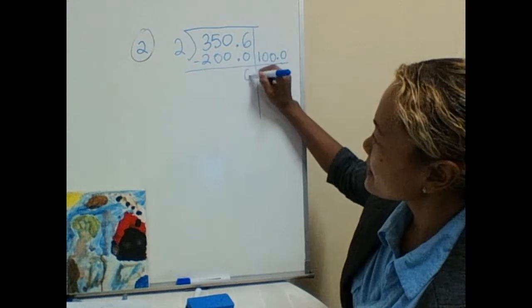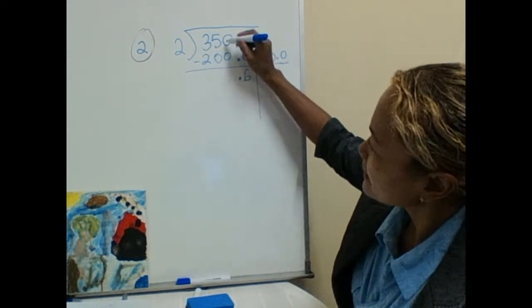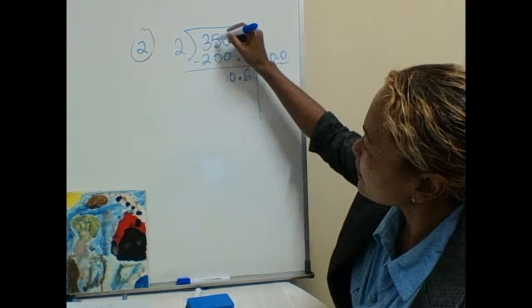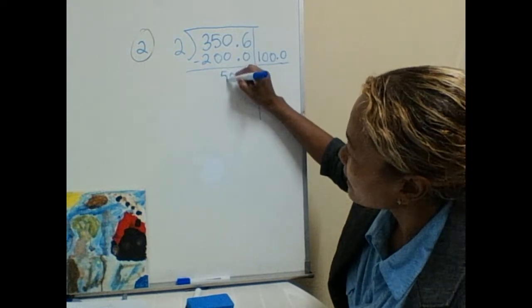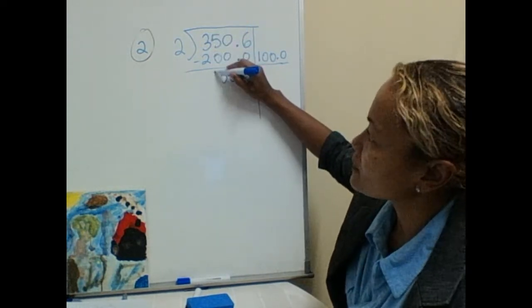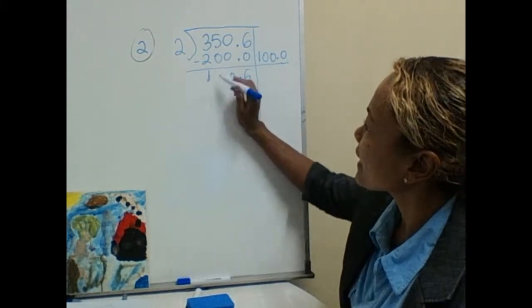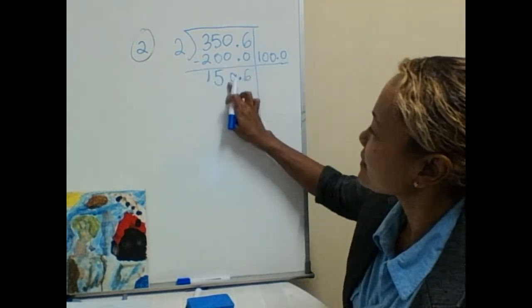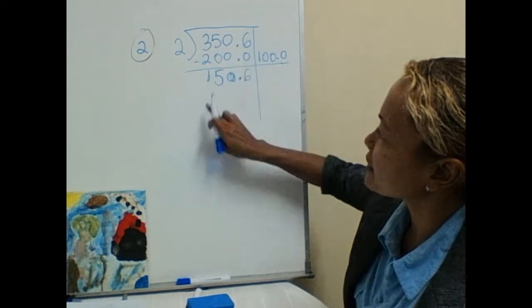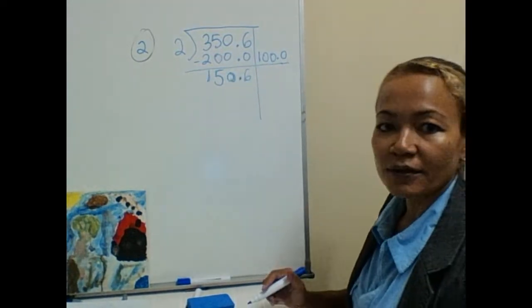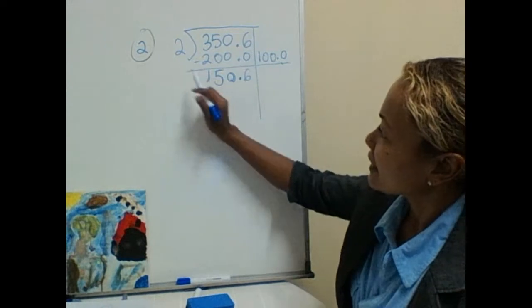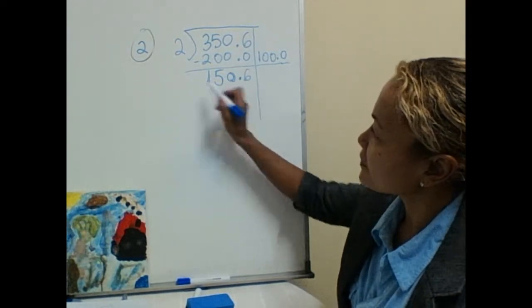6 minus 0 is 6. Keep the decimal point. 0 minus 0 is 0. 5 minus 0 is 5. 3 minus 2 is 1. Sorry, let me try and align the columns, which is quite important when you're dealing with decimals. Okay. Now we get to 150.